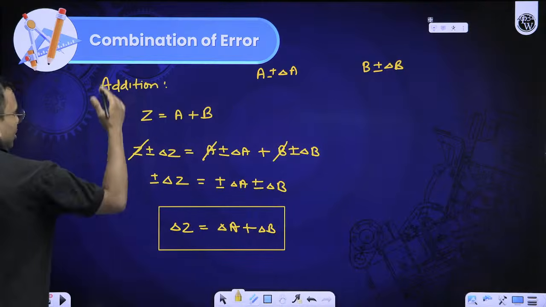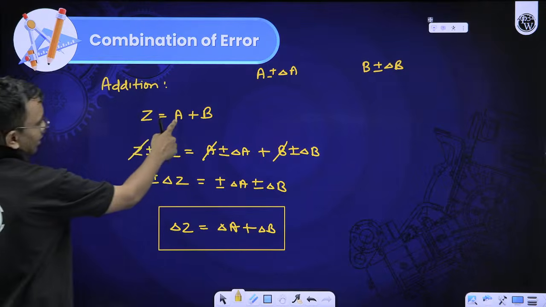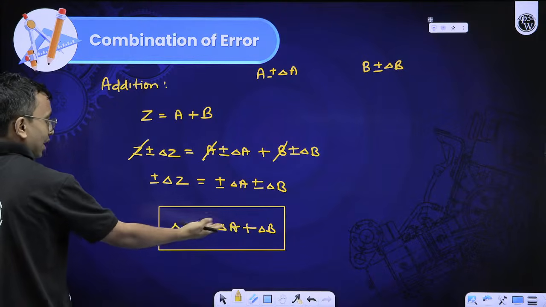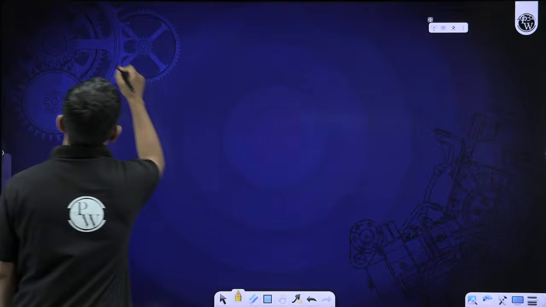Okay, so this is for addition. Same way for subtraction also it will go. Subtraction, here it will become minus, but the rule will remain the same. When you have to find the maximum possible error, it will just become delta a plus delta b. Let us see subtraction.